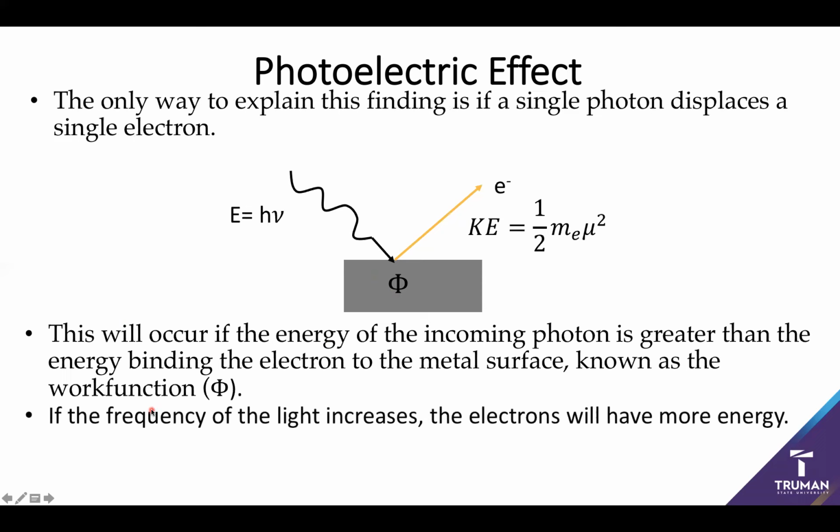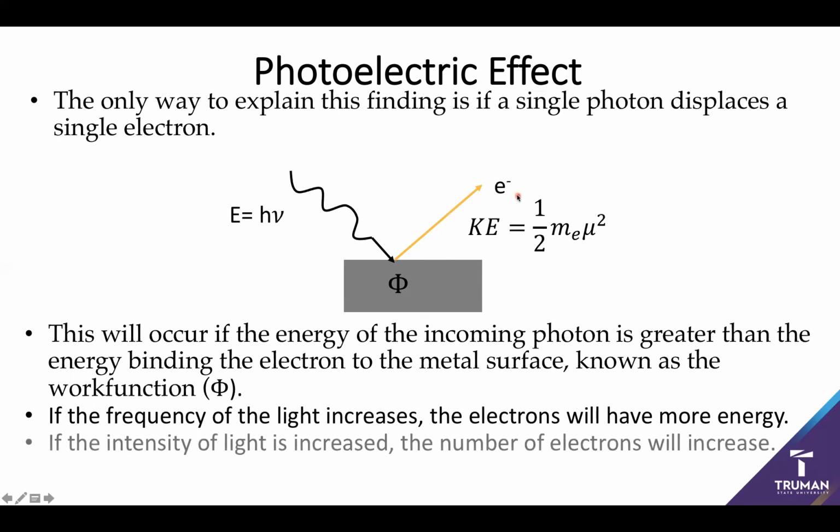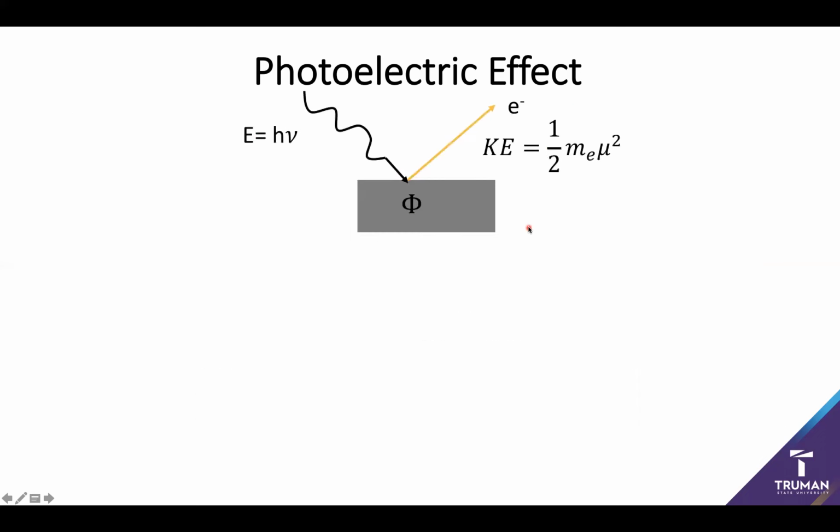And again, once we exceed that work function, as the frequency of the incoming light increases, then all of that remaining energy will go into the ejected electron. And again, if the intensity of the light increases, or the number of photons coming increases, so will the number of electrons, but not the energy of the individual ejected electrons.